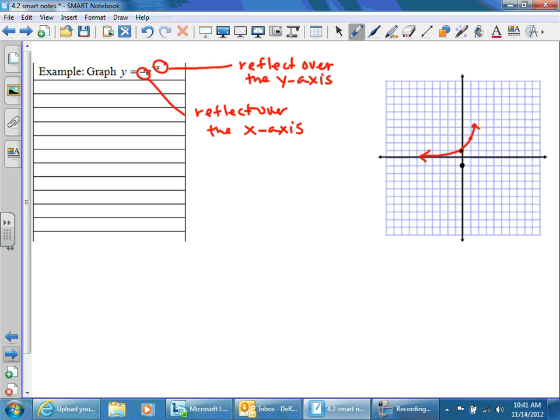So let's do this next one. I'm going to take this point, reflect it over the x-axis, and then reflect it over the y-axis. So I get something like that. Oops, just lost. Okay. So filling in, I can see that I still have my horizontal asymptote.